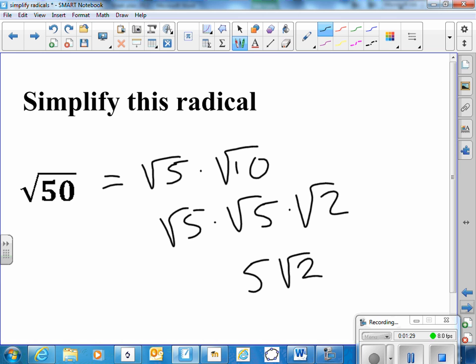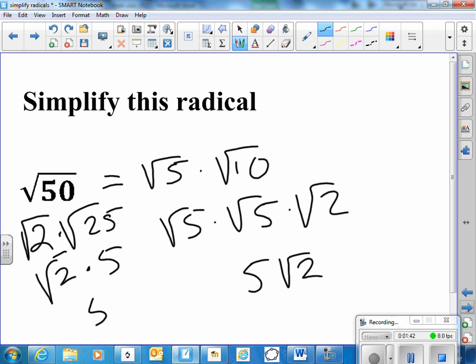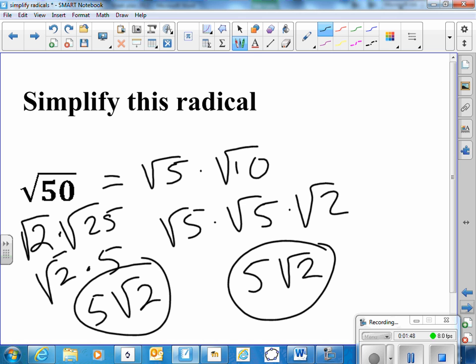What if I had noticed that 50 could have been written as the square root of 2 times the square root of 25. Then that would have been the square root of 2 times 5, or 5 radical 2. No matter how we choose to factor, if we factor it piece by piece or big pieces, we still come up with the same answer if we simplify it completely.